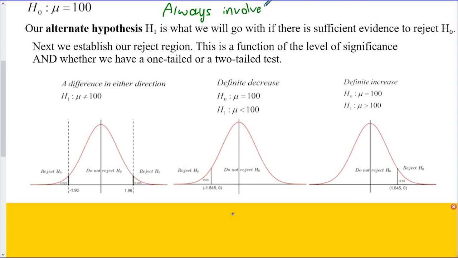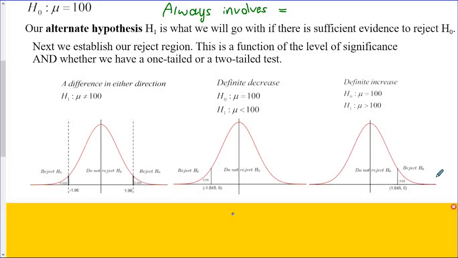Whereas the alternate can be unequal, or less than, or bigger than. Now, unequal is what we call a two-tailed test. It could be different in either direction. The one-tailed tests involve a definite decrease, where it's definitely smaller, or a definite increase, where it's definitely bigger.